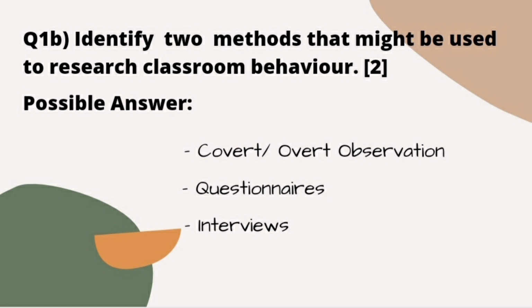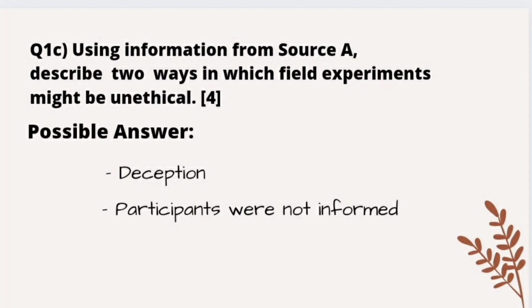Okay, so now we move on to question number 1, part B. And the examiner is asking us, identify 2 methods that might be used to research classroom behavior. So this is a very easy question. You could say that we can use overt or covert participant observation, we can use questionnaires, we can use interviews. And in order to understand what we mean by covert or overt or questionnaires or interviews, you can watch my Theories and Methods video. I've explained that there.